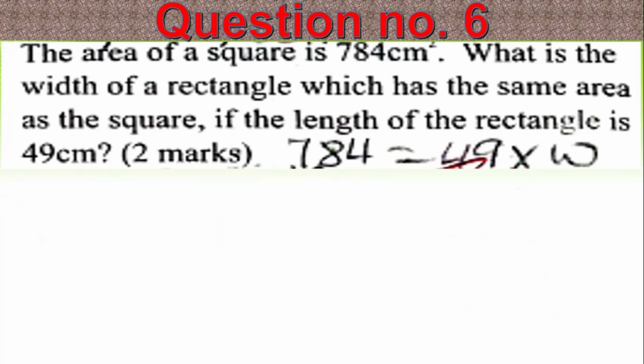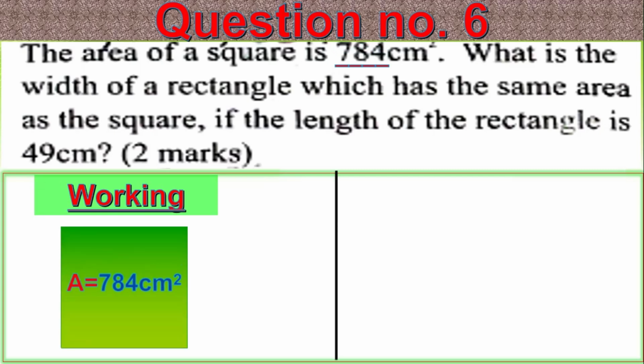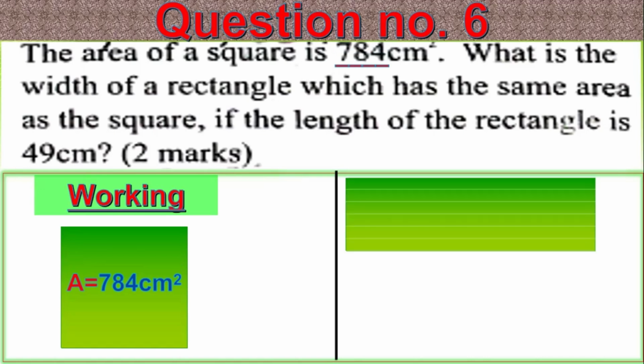So here we have: the area of a square is 784 square centimeters. What is the width of a rectangle which has the same, underline the word same, area as the square, if the length of the rectangle is 49? Okay, let us draw something here. This is the area, 784. Then we can draw a rectangle here. We draw the square and we show the area. The area of the square is 784 square centimeters. Then we are given that the area of the square is the same area as this rectangle here.